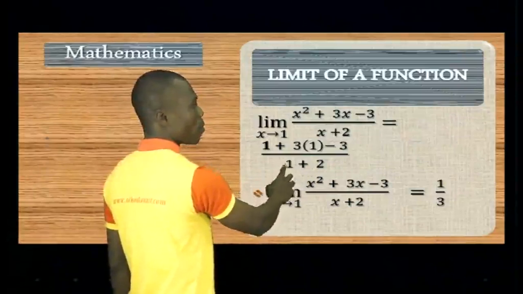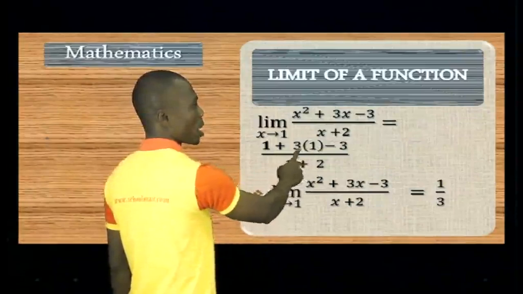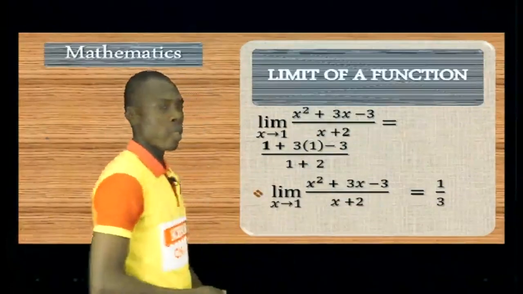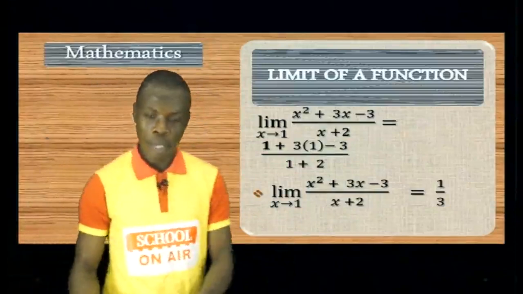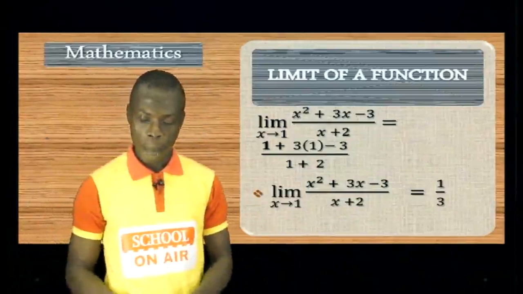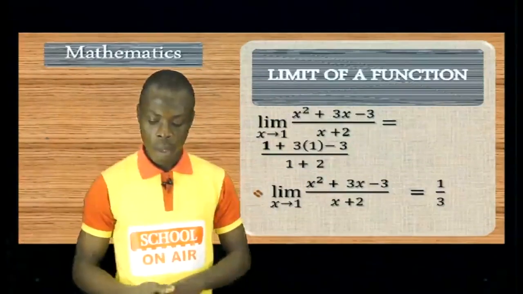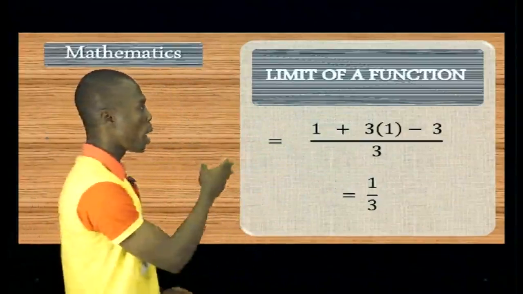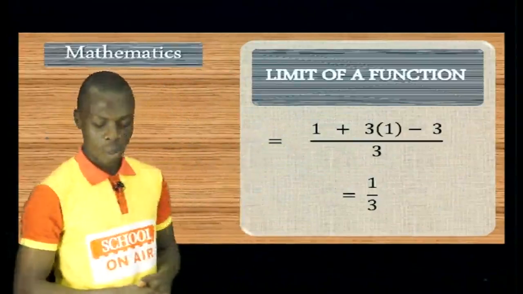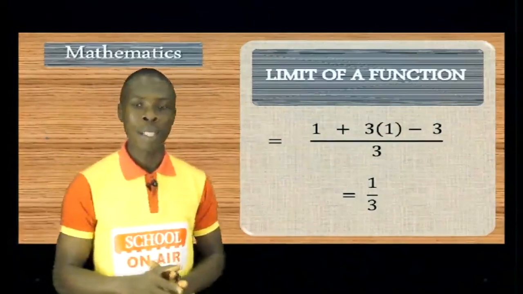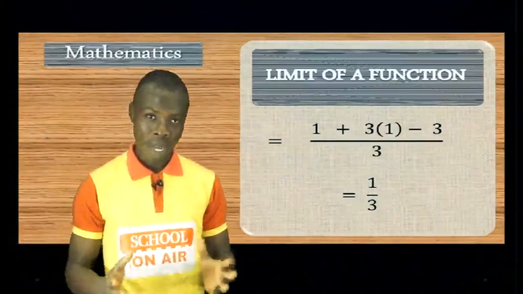So what do we have? 1 plus 3 gives us 4, minus 3 should give us 1. Then we'll end up with 1 all over 3. So we have the limit of x squared plus 3x minus 3 over x plus 2 as x approaches 1 being 1 over 3. That's simplified right out there: 1 plus 3 into 1 minus 3 all over 3, giving us 1 over 3. So that is by direct substitution, and I think it is simple enough.